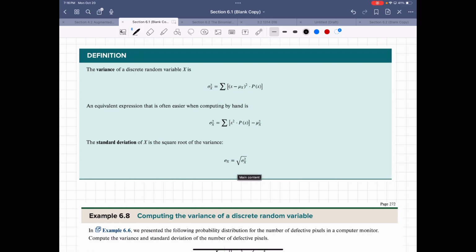Okay, the variance of a discrete random variable x is, and they give you a big long formula, right? And then they do the standard deviation, okay? And of course the standard deviation is just the square root of the variance, just like it always has been. Remember when we started out talking about variance and standard deviation, we always take the square root of the variance.